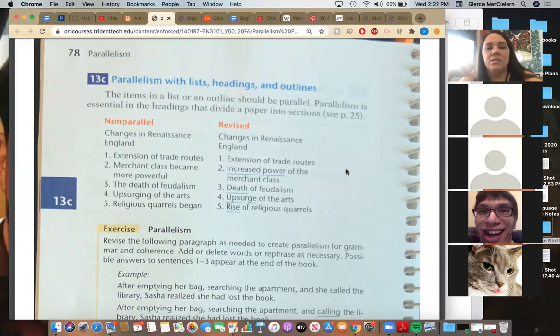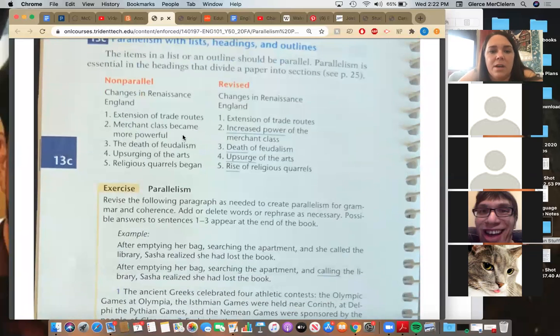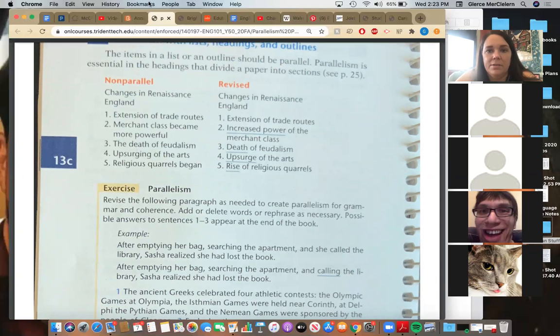So revised: extension of trade routes, increased power of the merchant class, death of feudalism, upsurge of the arts, and rise of religious quarrels. I didn't read through all of those, but you can kind of see how they're not super parallel. Even just putting "the" in this one is throwing off your parallelism.